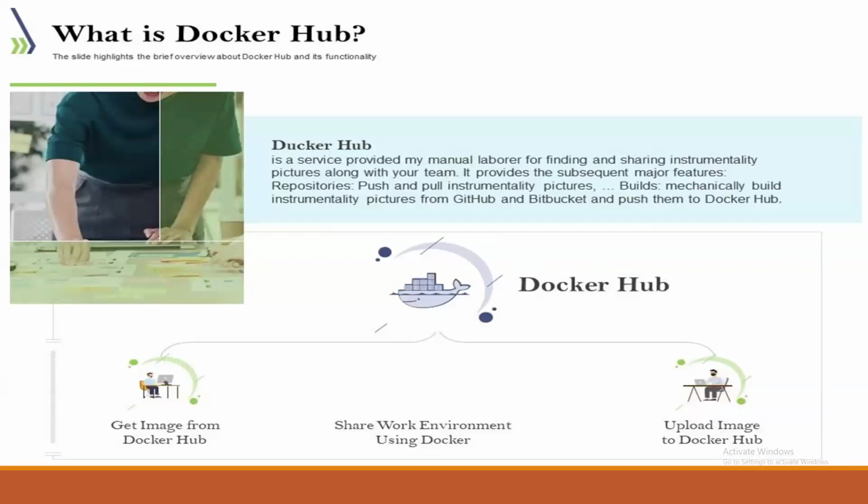Docker Hub is a service provided by Docker for finding and sharing container images with your team. It provides the following major features: repositories, pushing and pulling container images, and building container images from GitHub or Bitbucket and pushing them to Docker Hub.